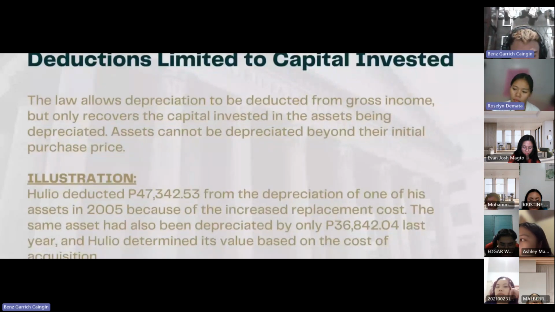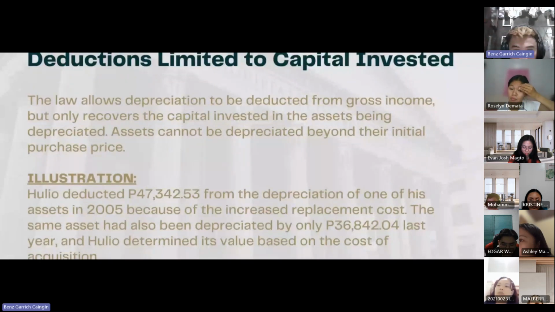Now, let's have another example, this time from Leon's book. Julio deducted 47,342.53 pesos from the depreciation of one of his assets in 2005 because of the increased replacement cost. The same asset had also been depreciated by only 36,842.04 pesos last year, and Julio determined its value based on the cost of acquisition.